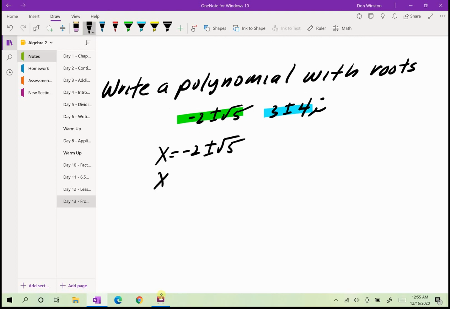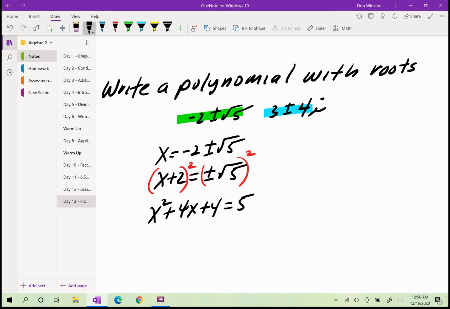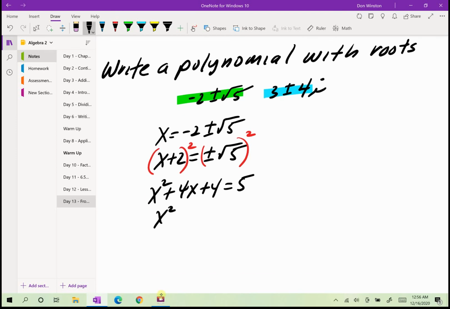I'll add 2. I'll get x plus 2 equals plus or minus root 5. I'll square both sides. And then this would be x squared plus 4x plus 4, when I FOIL x plus 2 squared, and then that will equal 5, because the square root of 5 squared is just 5. And then when I subtract 5, I'll get x squared plus 4x minus 1. So that's the first factor. And then I have to do the same thing for the imaginary roots, the complex roots.